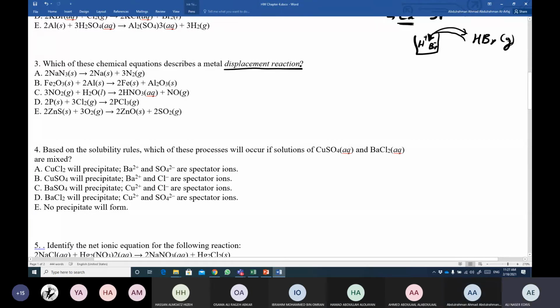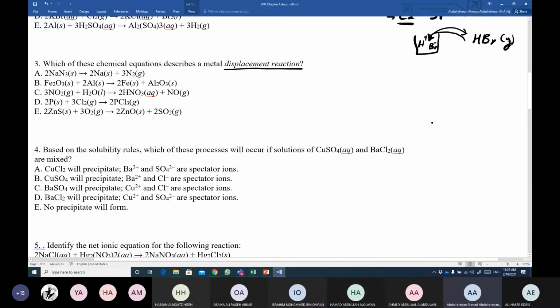What's replace what? One metal will take the place of another. And what happens when it takes place? What will happen to the oxidation and reduction? One of them will be oxidized and one will be reduced.